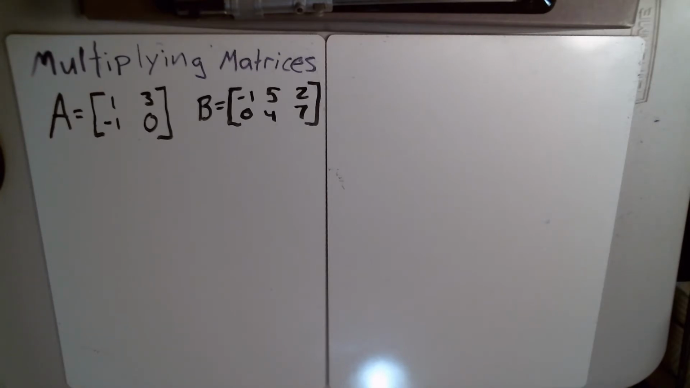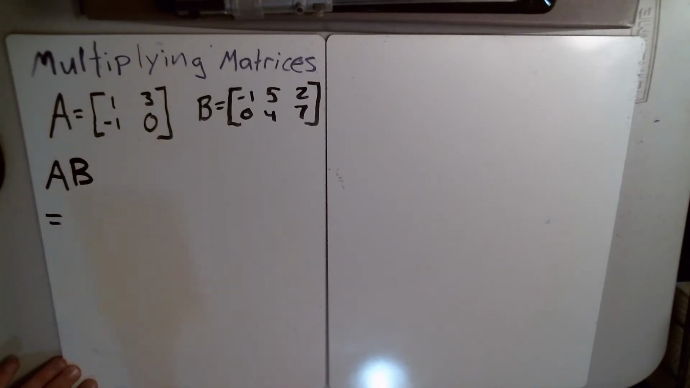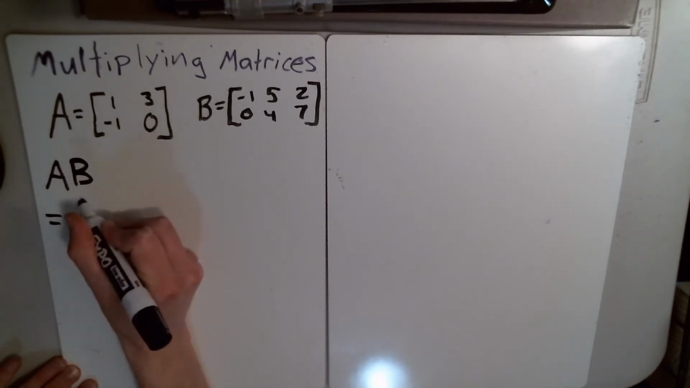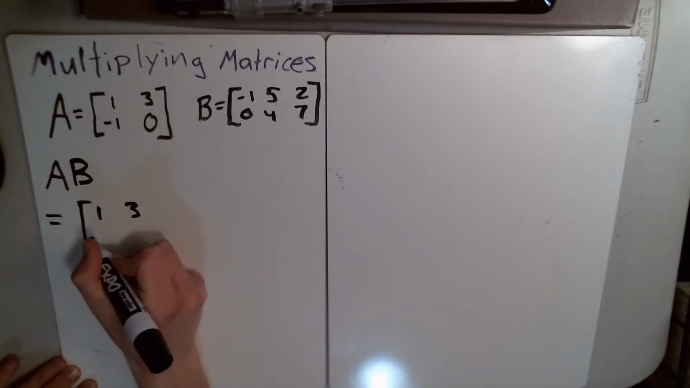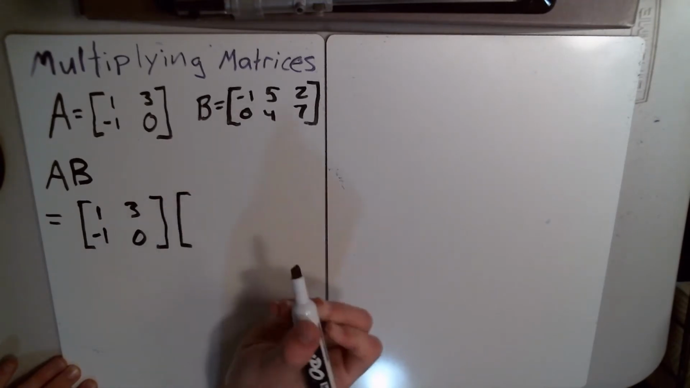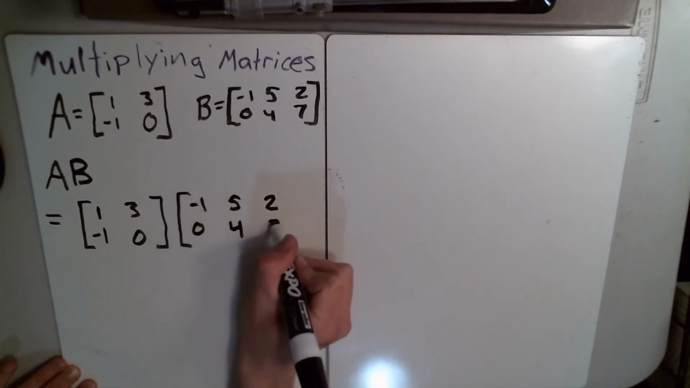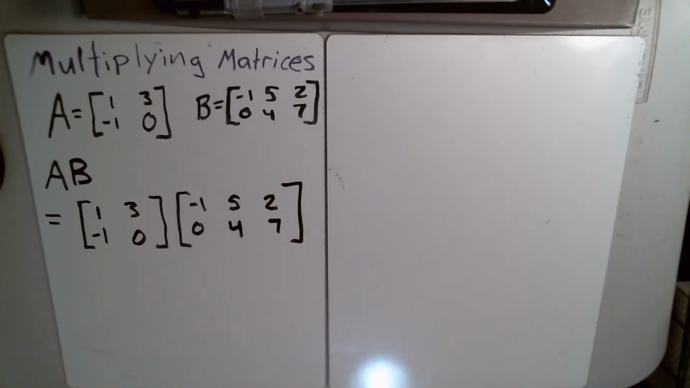Okay, so how we multiply matrices. I'm going to start by doing AB, the product AB. So I'm going to be doing the matrix A, 1, 3, -1, 0, and I'm going to be timesing it by the matrix B, -1, 5, 2, 0, 4, 7. And when we're done here, we'll end up with another matrix that I'll tell you how to compute.